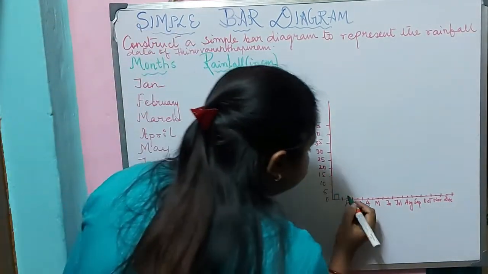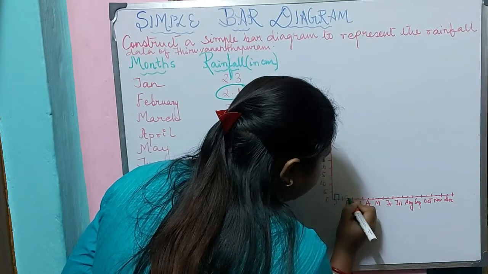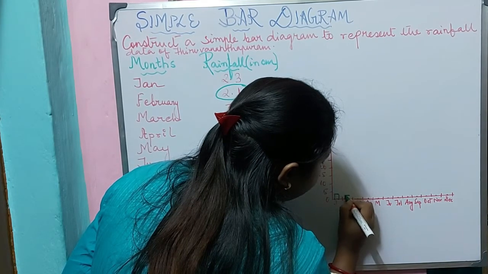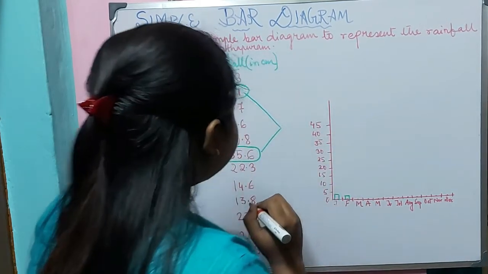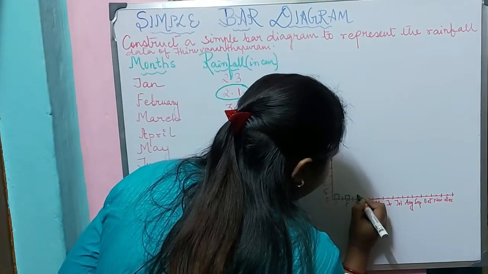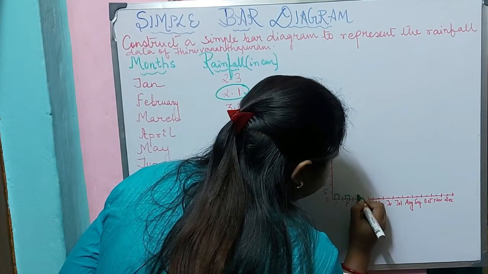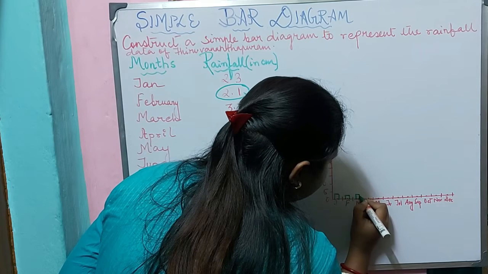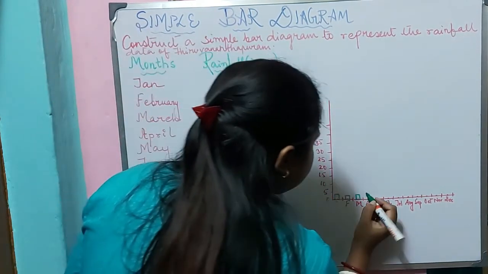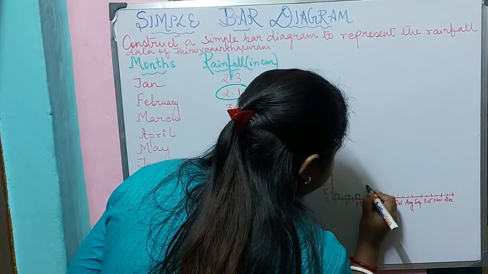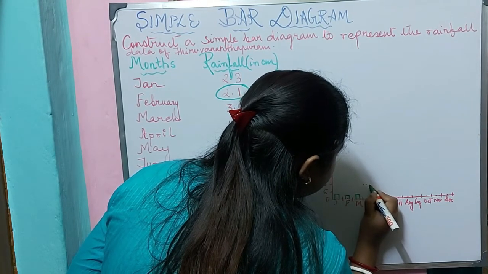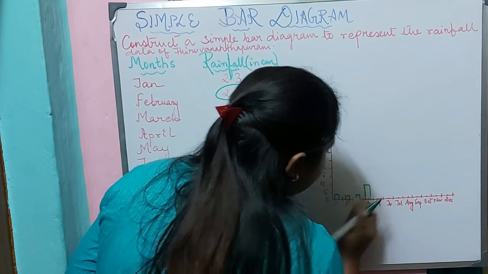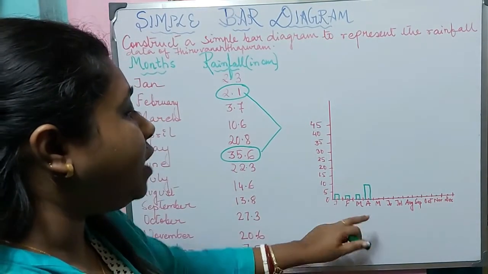Same 2.1, roughly 2.1 on the basis of midpoint. Here 0.2, here 0.2. Next 3.7. I'm doing it roughly. See, this is 10. Something around like this point. So this way the bars will be drawn.